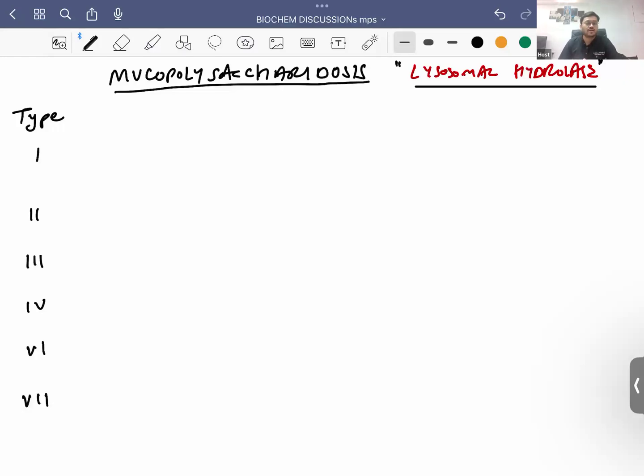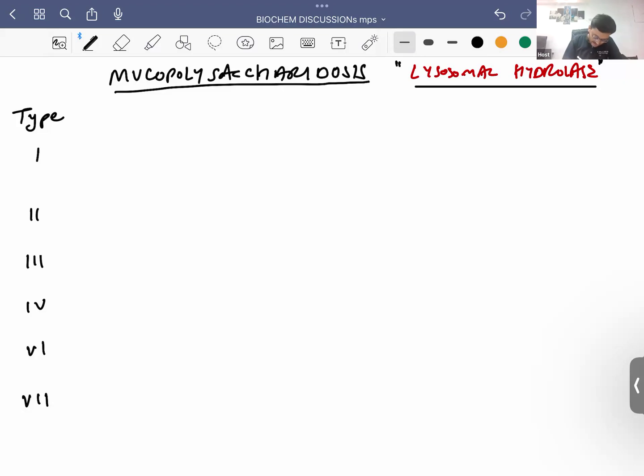Now, how to remember all the names, which one is which? For remembering, you can use this very simple mnemonic that I thought of while preparing this lecture. If you have any other mucopolysaccharidosis mnemonic, you can remember based on that.